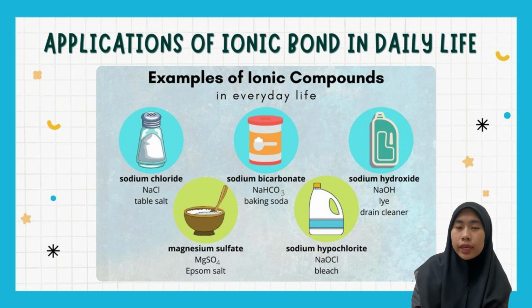Ionic compounds play an important role in our everyday life. Here are a few examples. The first one is sodium chloride, NaCl, commonly known as table salt. It is essential for cooking and preserving food. The second one is sodium bicarbonate, NaHCO3, also called baking soda, widely used in baking and cleaning. The third one is sodium hydroxide, NaOH, found in drain cleaners, mostly used to unclog pipes.